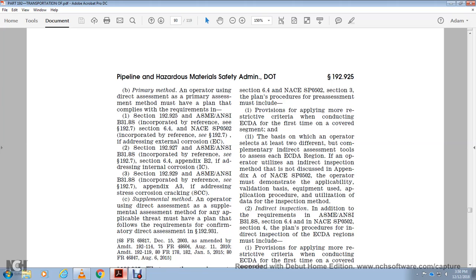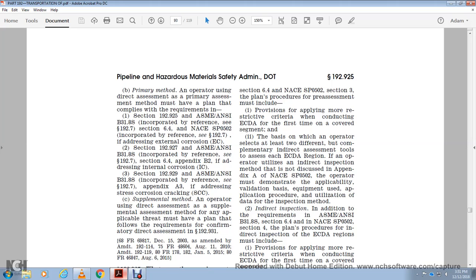the plan's procedures for pre-assessment must include provisions for applying more restrictive criteria when conducting ECDA for the first time on covered segments, and the basis for which the operator selects at least two different, complementary indirect assessment tools to assess each ECDA region. If the operator utilizes an indirect inspection method not discussed in appendix A of NACE SP0502, the operator must demonstrate applicability and validation based on the equipment used, application procedure, and utilization of the data from the inspection method.